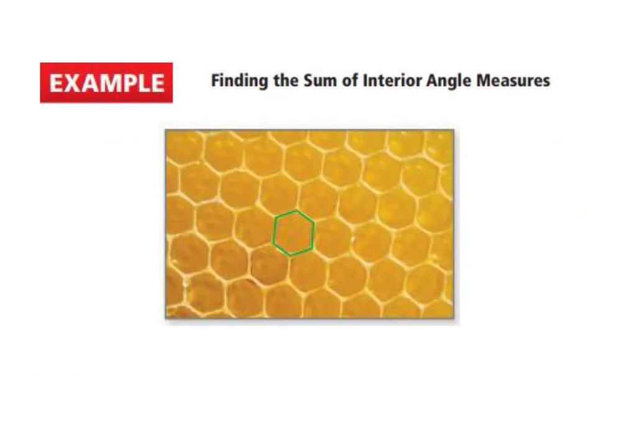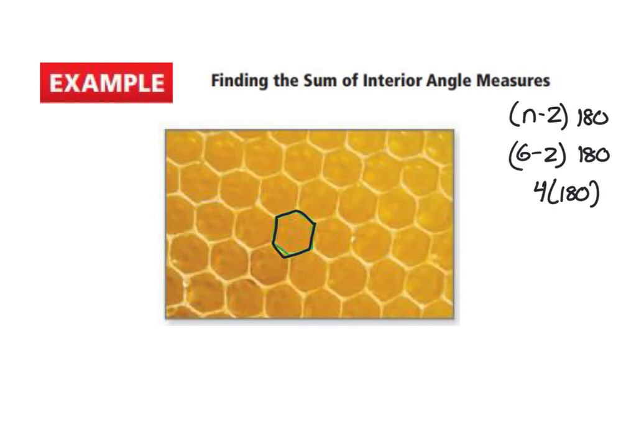Find the sum of interior angle measures of this honeycomb from a beehive. So this has 1, 2, 3, 4, 5, 6 sides. So n minus 2 times 180, that's 6 minus 2, which is 4 times 180, is 720 degrees.